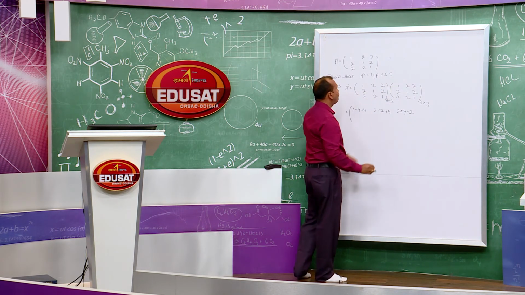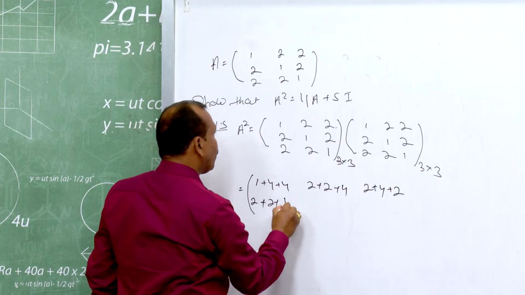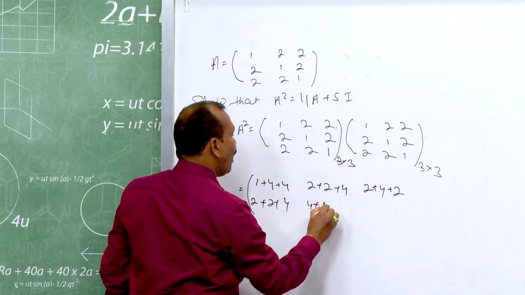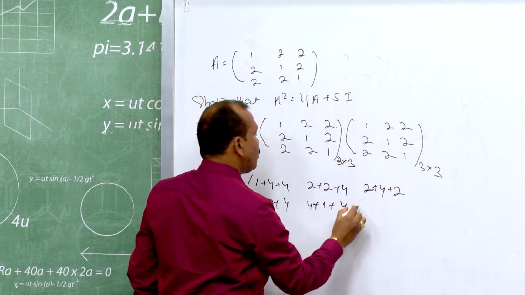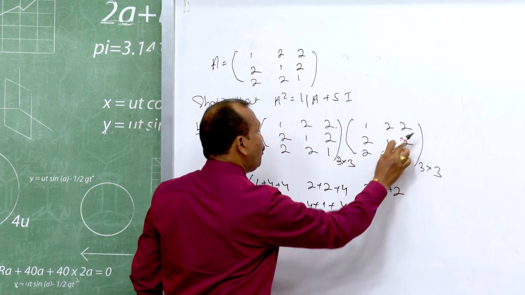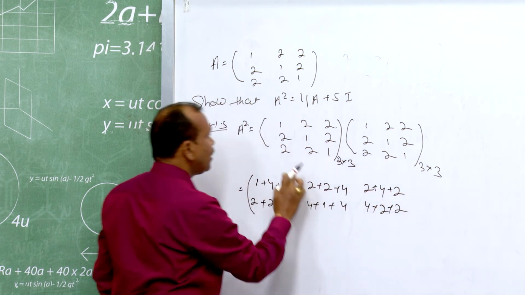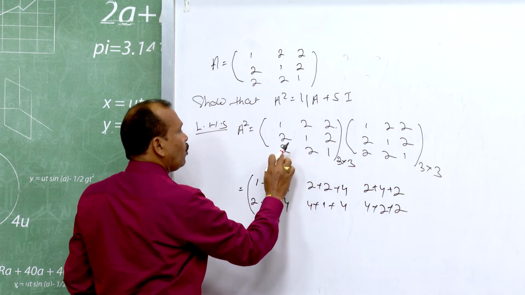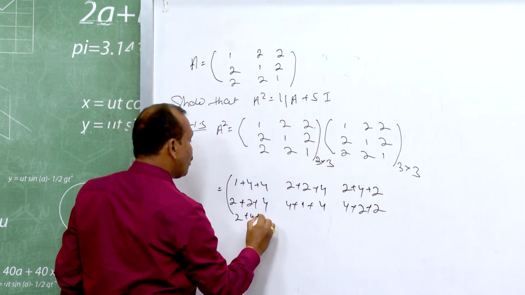2 into 1 is 2, plus 1 into 2 is 2, plus 2 into 2 is equal to 4. So, 2 into 2 is 4, plus 1 into 1 is 1, plus 2 into 2 is equal to 4. And 2 into 2 is equal to 4, plus 1 into 2 is 2, plus 2 into 1 is equal to 2. Then 2 into 1 is equal to 2, 2 into 2 is 4, plus 1 into 2 is equal to 2.